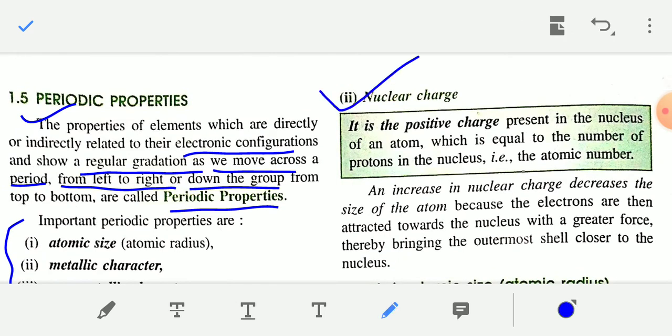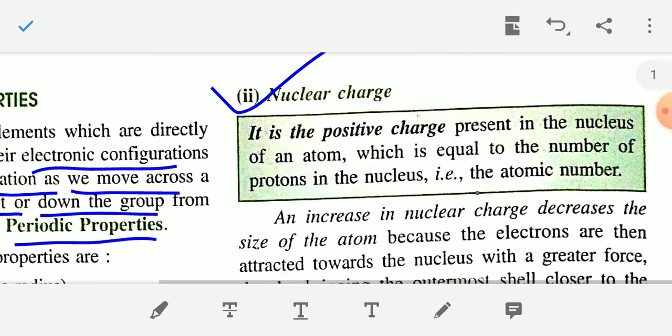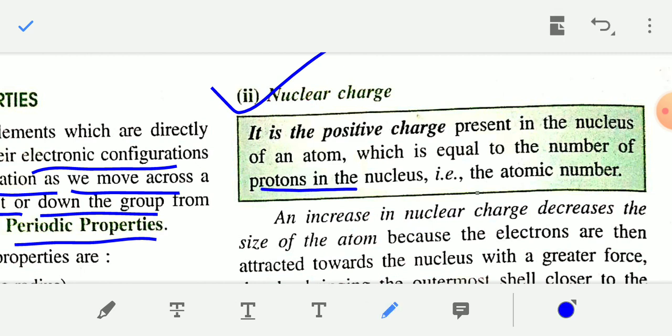Nuclear charge means the positive charge in the nucleus. It is the positive charge present in the nucleus of an atom, which is equal to the number of protons in the nucleus, that is, the atomic number. Nuclear charge means atomic number.